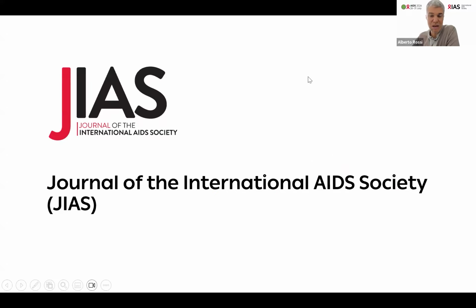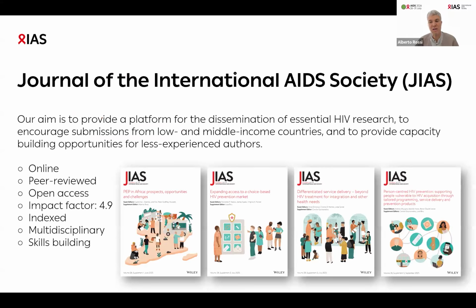So just a few words about the Journal of the International AIDS Society, or JIAS. We are an online, peer-reviewed, open access journal. That means that anyone can read our articles for free. Our impact factor this year is 4.9. We are indexed in the major repositories such as PubMed. We are multidisciplinary, meaning that we cover all kinds of disciplines focused on HIV, from clinical science to social science, epidemiology, health economics, and so on. And one other goal of our journal is to provide capacity building activities such as the one that you are attending today to help young researchers to develop their skills. You can see here four covers of our supplements. Throughout the year, we publish supplements which are thematic issues on particular topics, so we encourage you to look at those on our webpage.